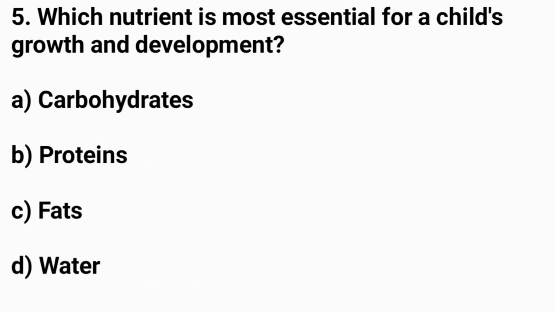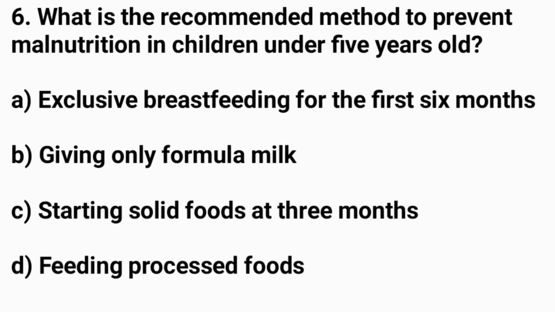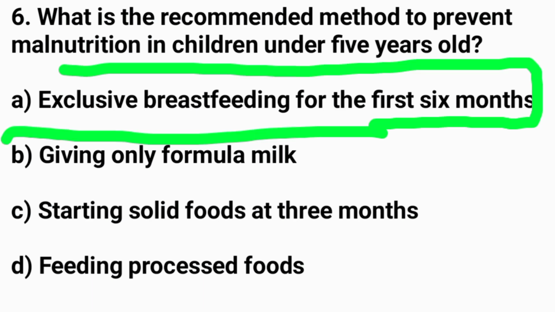Question number 5. Which nutrient is most essential for a child's growth and development? The right answer: B. Proteins. Question number 6. What is the recommended method to prevent malnutrition in children under 5 years old? The right answer: A. Exclusive breastfeeding for the first 6 months.